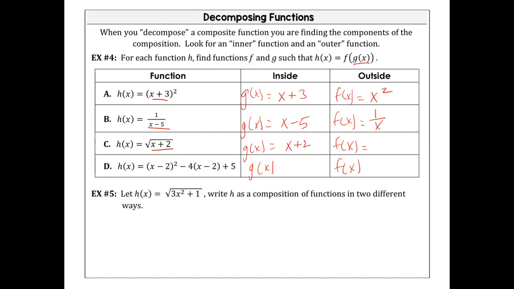If I was to replace x plus 2 with just the variable x, I would be left with the square root of x. Okay, for this quadratic here, we're looking at what value they have in common, and the value that they have in common is x minus 2. So our inside is x minus 2. If we were to replace each x minus 2 with an x, we would be left with x squared minus 4x plus 5.